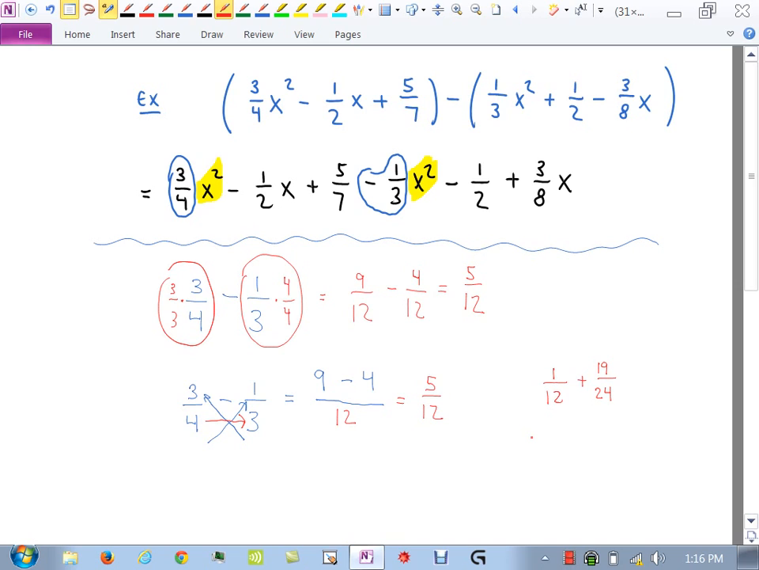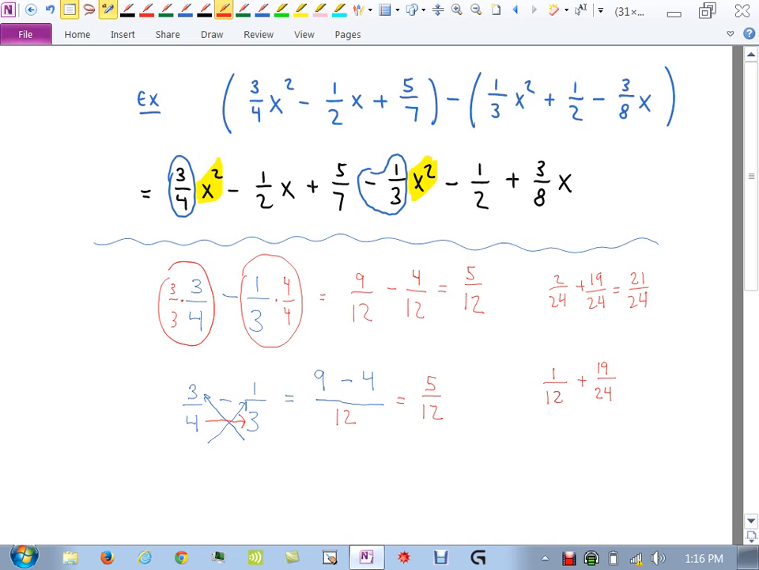Check this out. If you were doing it the way we all had done it up here, all you'd have to do is get an LCD of what? 24. So you multiply top and bottom here by 2, wouldn't you? And you'd get what? 2 over 24 plus 19 over 24, and put together it's 21 over 24. See how quick and nice that was?